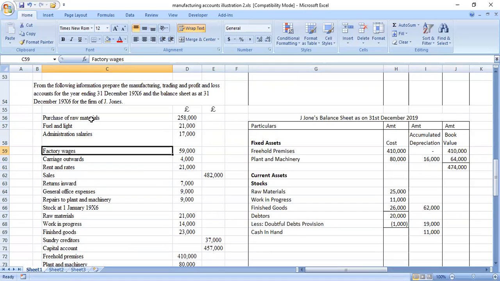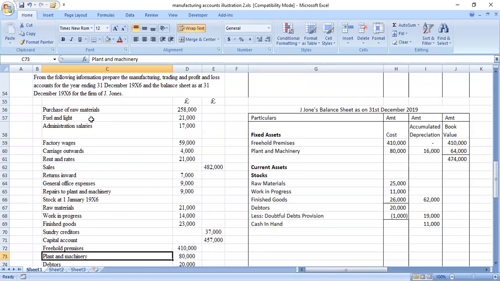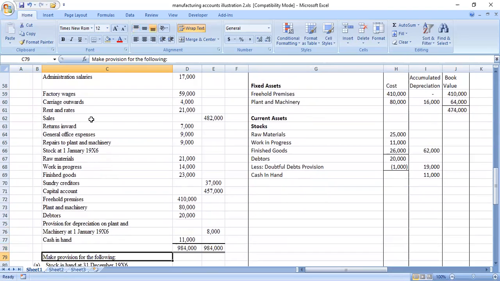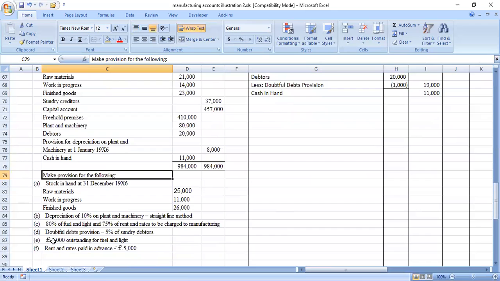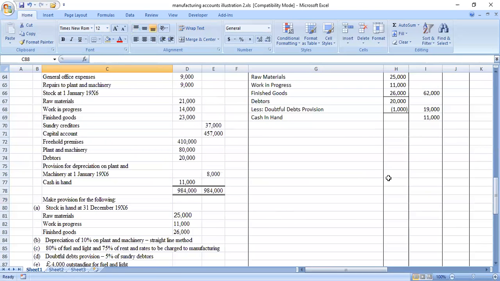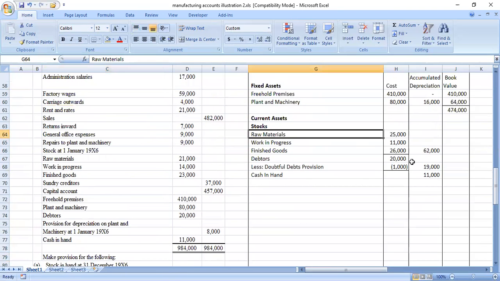Purchase, fuel and light, administration, factory, carriage, rent, sales, returns, general, repair, stock, sundry debtors, creditors, capital, freehold, premises, plant, machinery, debtors. So I think they are the only those 3. From the additional information, outstanding expenses, that's a current liability. Incomes in advance, that's a current liability. So these are the only current assets that this business has.